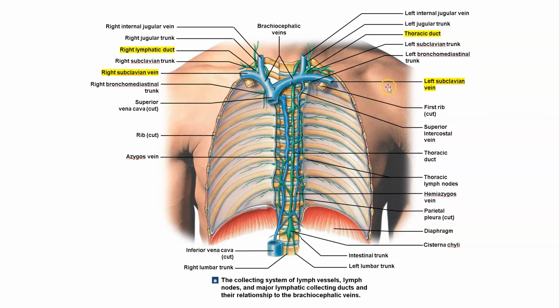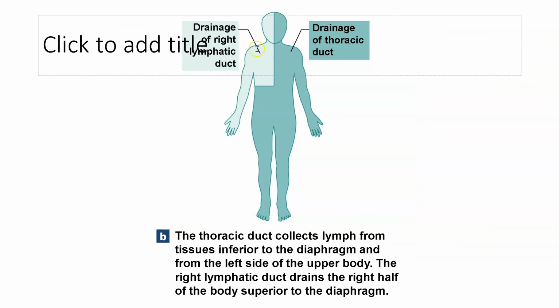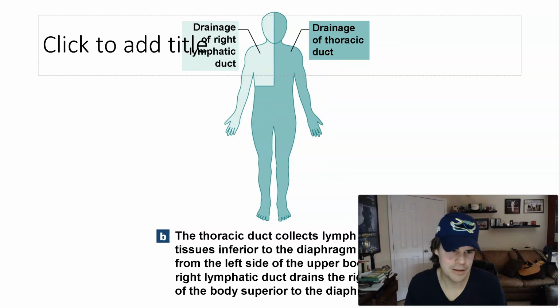You're looking at someone else's body, and so remember the anatomical position. These subclavian veins join with the jugulars and go into the superior vena cava, and that goes into the heart to get oxygen. So this is where the lymphatic system drains into. Here's just a brief diagram. The right lymphatic duct drains from this side of the body, and as you can see, the thoracic duct collects from everywhere else, which is pretty interesting and kind of crazy to think about.